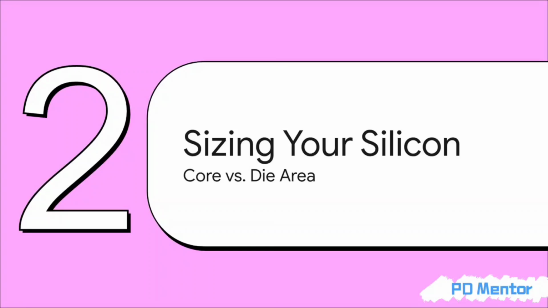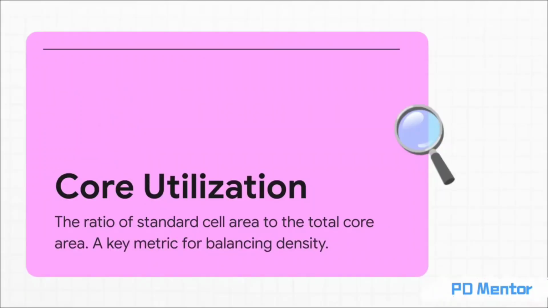Okay, so first things first. Before you can even start building, you need to know the size of your property, right? So the very first thing we have to figure out is just how big our silicon real estate needs to be. And let me tell you, this is a really careful balancing act. And the first key metric we look at is something called core utilization. The best way to think about it is like city zoning. Basically, how much of your available land are you actually going to build on?